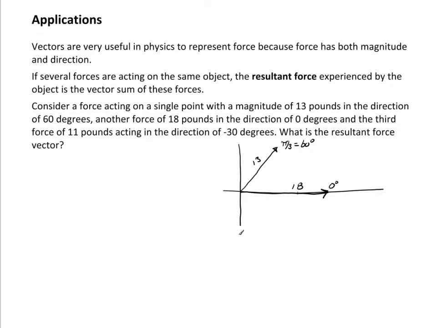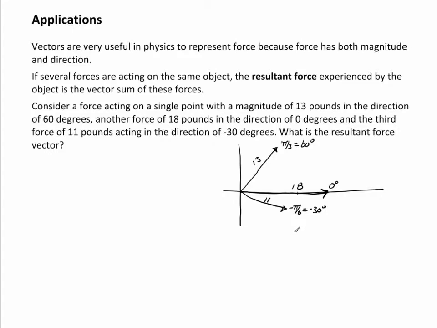And then I also had this last one of 11 pounds working at, let's see, negative 30 degrees. So that's 13, the 11 is going to be roughly here. So something like that. This is 11 pounds. And negative 30 degrees is actually the same as negative pi over 6, which I'll also note as being negative 30 degrees. So you can think of that any way that you want.